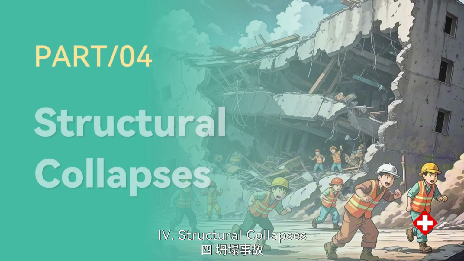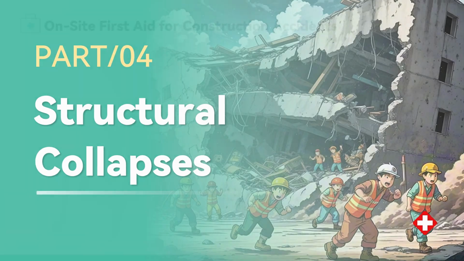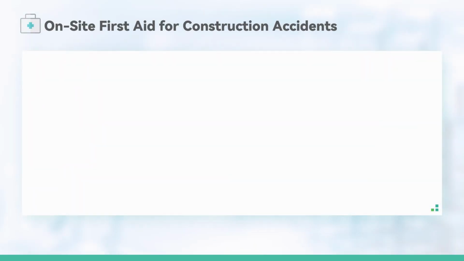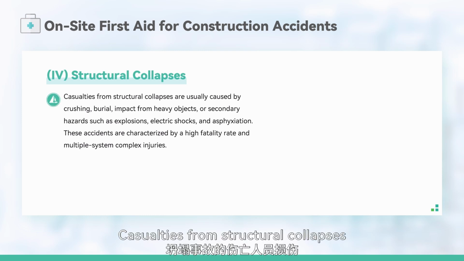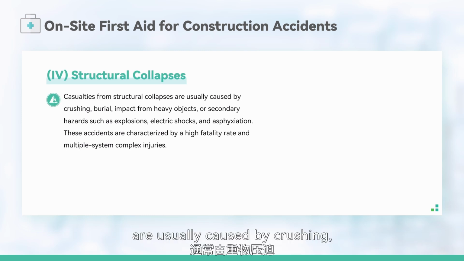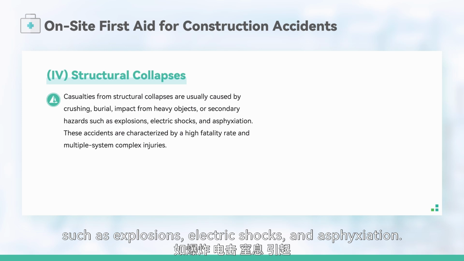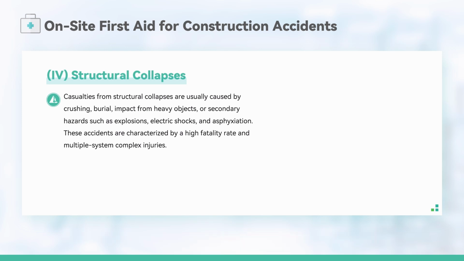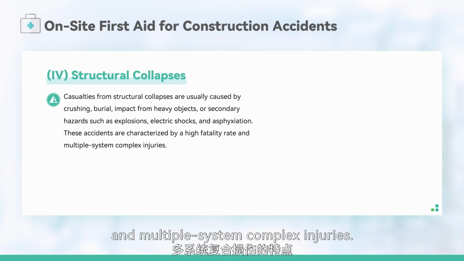4. Structural collapses. Casualties from structural collapses are usually caused by crushing, burial, impact from heavy objects, or secondary hazards such as explosions, electric shocks, and asphyxiation. These accidents are characterized by a high fatality rate and multiple system complex injuries.